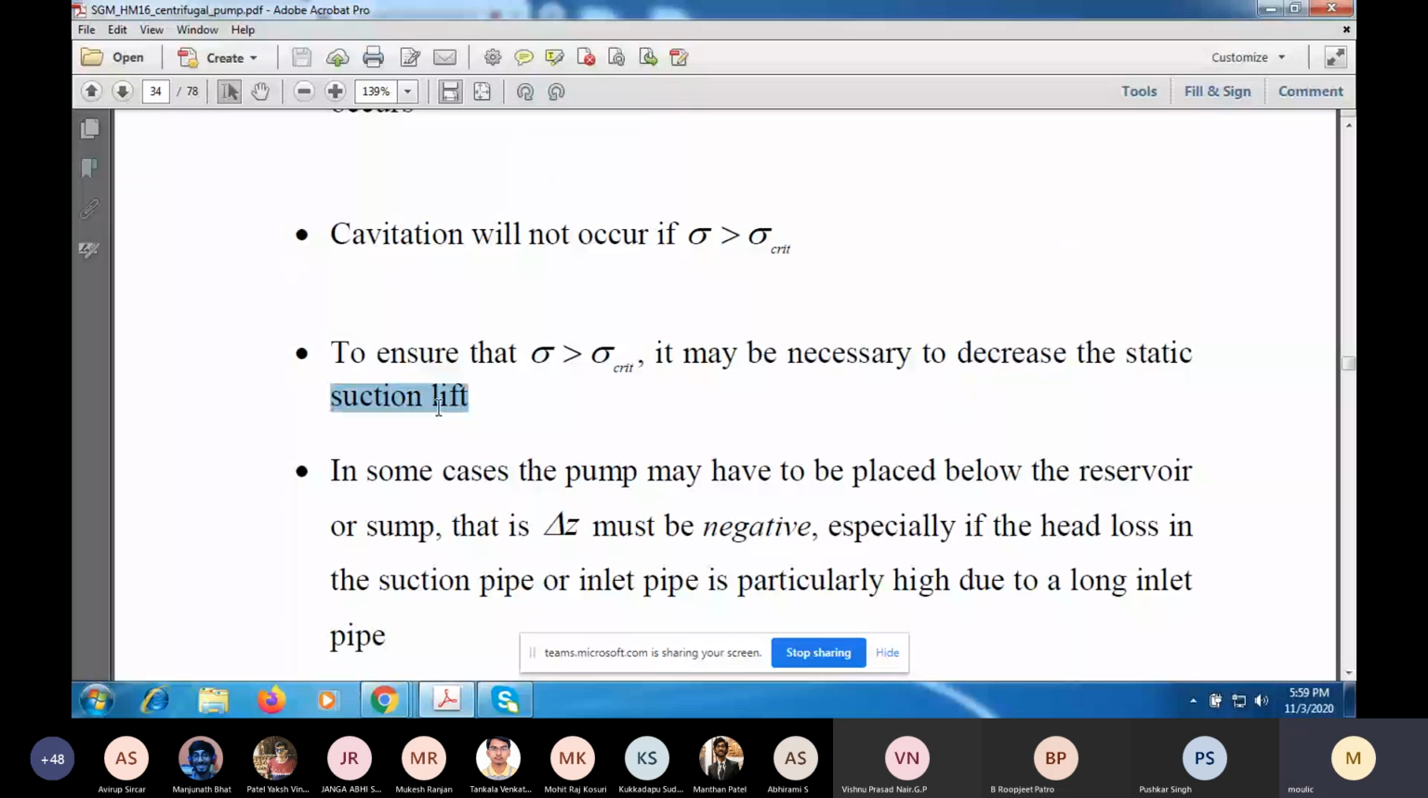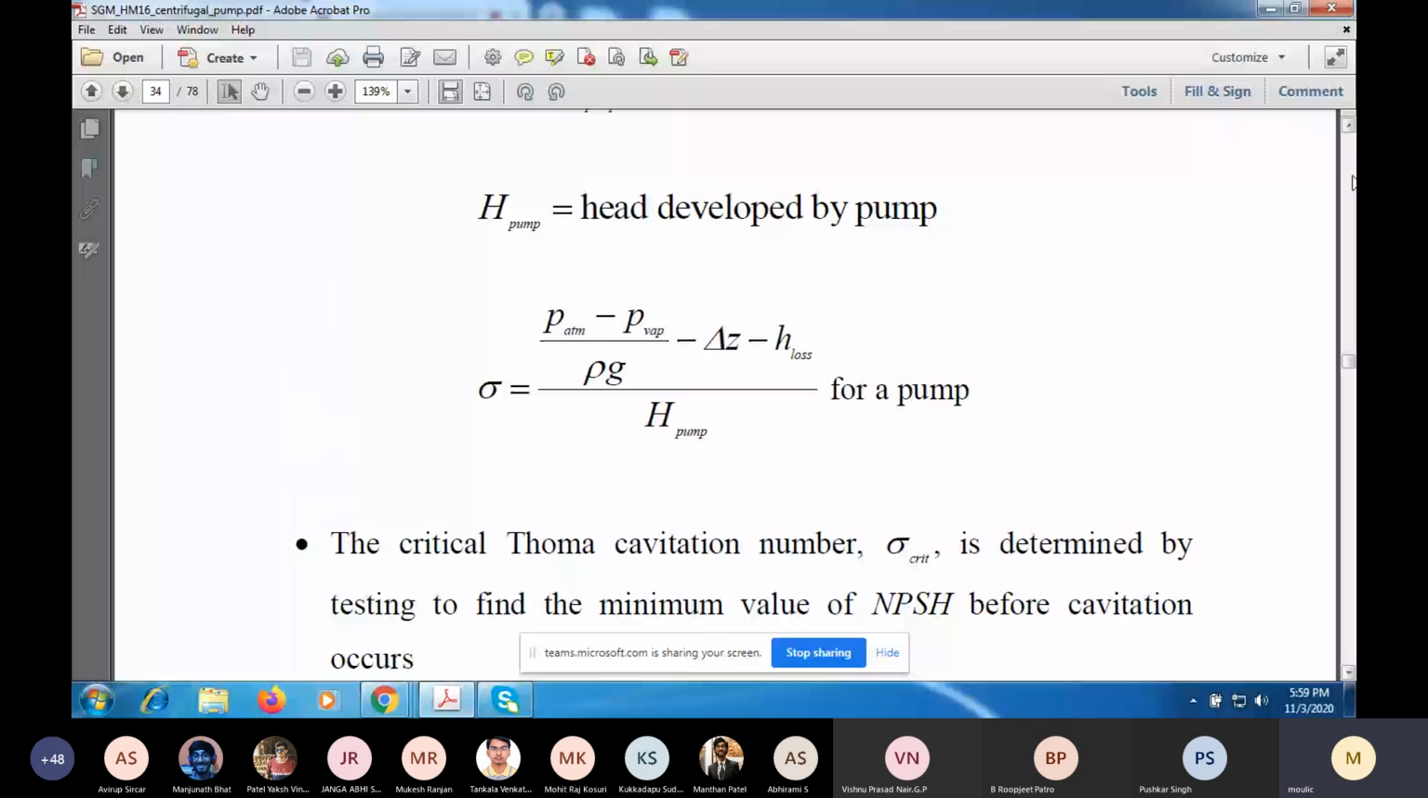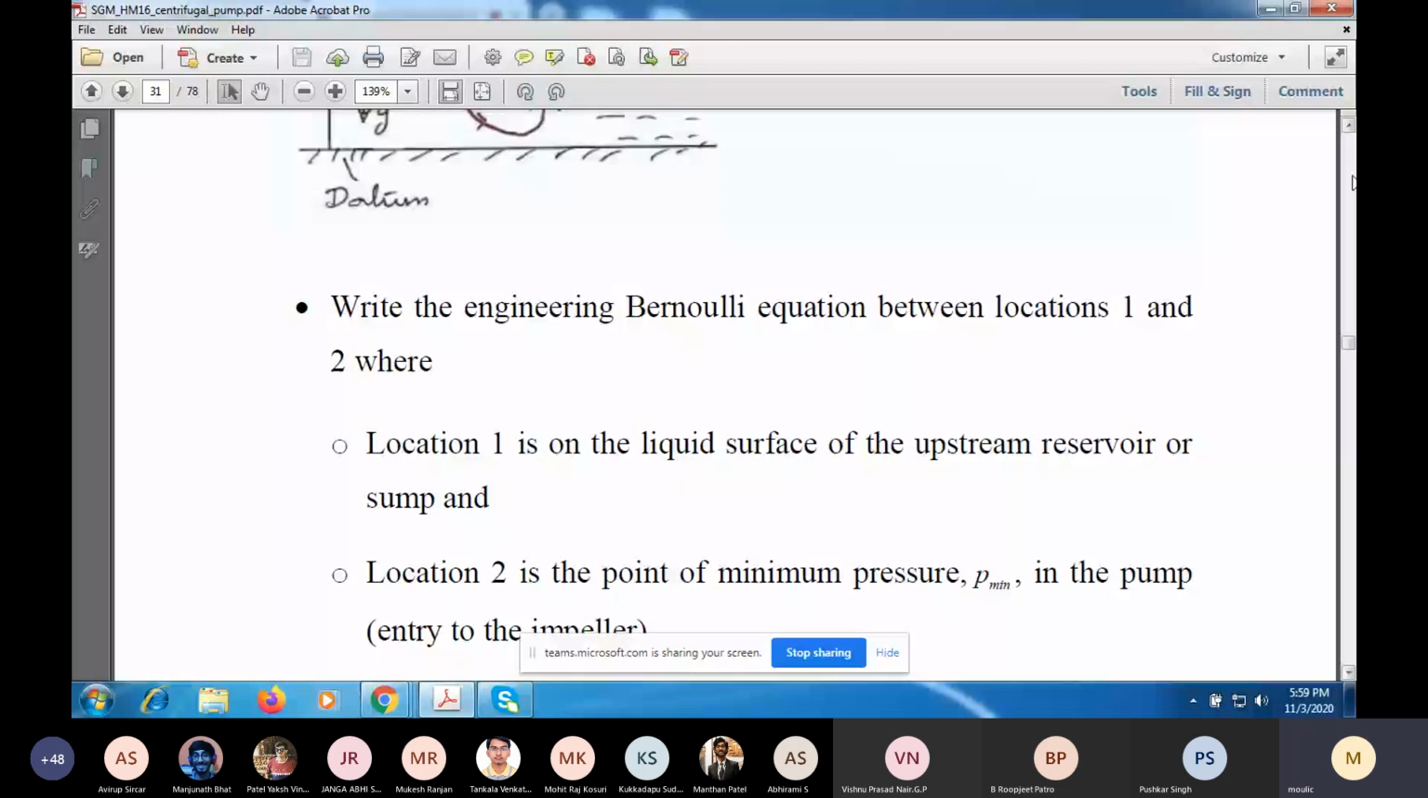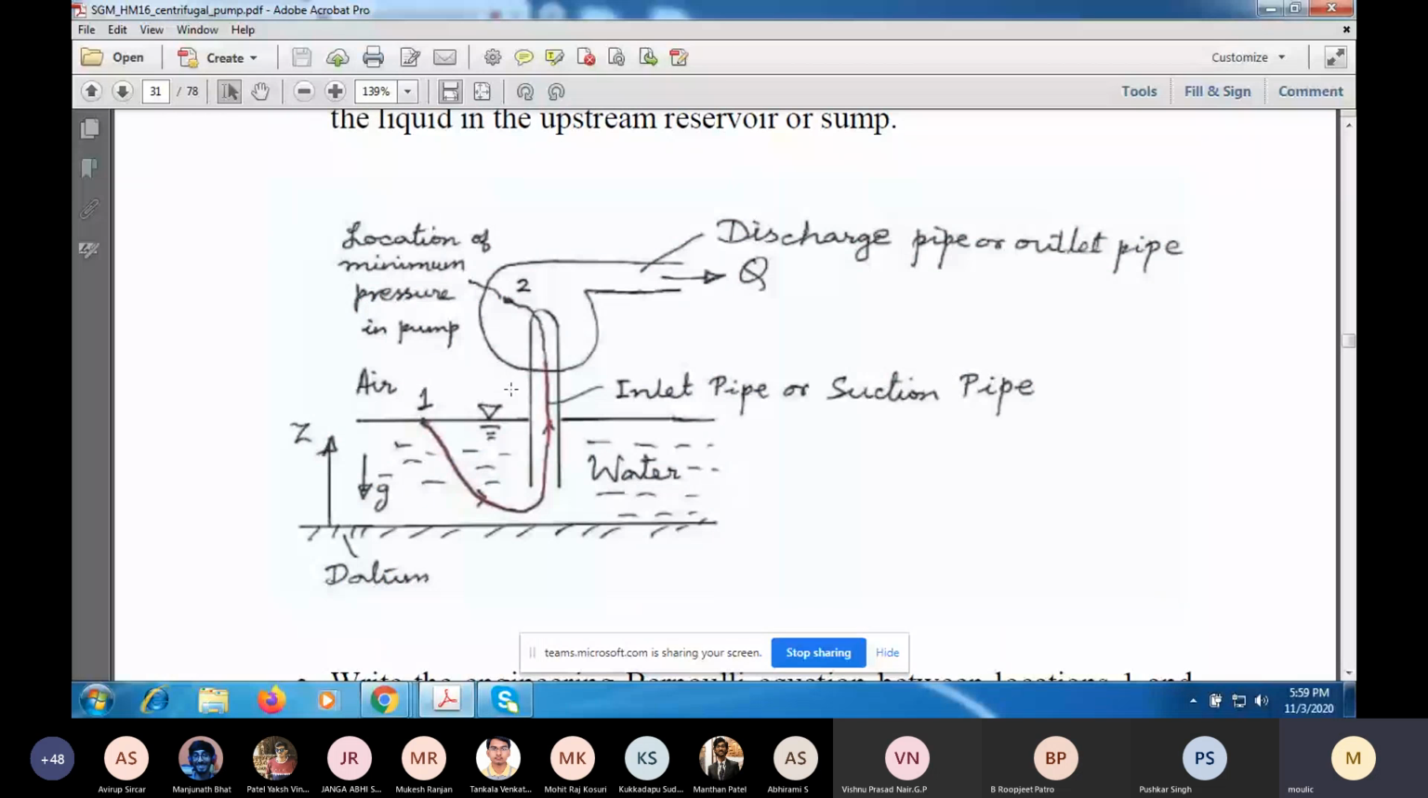So the suction lift means the vertical distance through which the fluid is lifted from the surface of the sump to this inlet of the pump. Okay, the point of minimum pressure here. This is on the suction side of the pump, so it's called the suction lift.